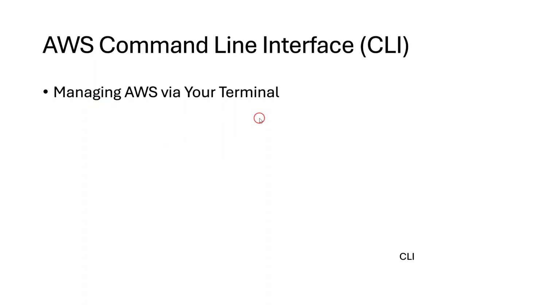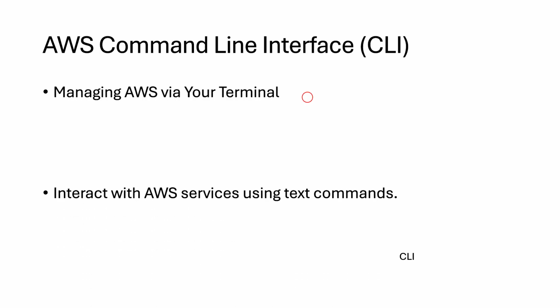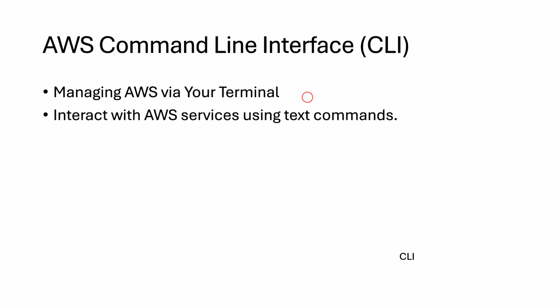So your command prompt or your terminal, right? And in the terminal, you will give some commands. By using those commands, you are able to access AWS resources. So the CLI is a very powerful tool that lets you interact with AWS services using text commands. Obviously, you will use some text commands to interact with AWS services in your terminal or in your command prompt.